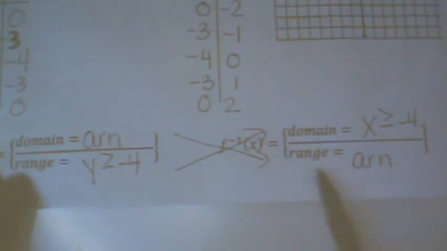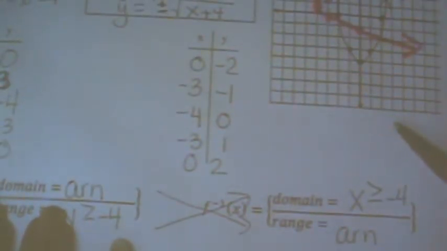Now, when you switch these, check this pink graph out, because that's the inverse. Our x values are only numbers that are greater than or equal to -4. And our range now is any number, because this thing is going up like that.